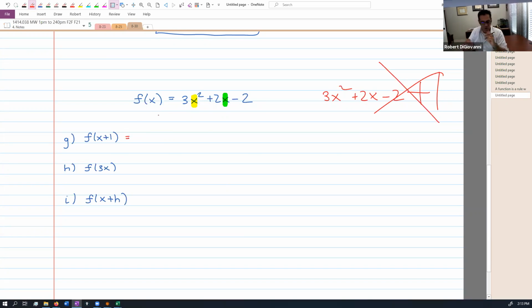So go ahead and tell me how to write this with all the parentheses and everything. 3 times parentheses x plus 1, close parentheses, squared, plus 2 times parentheses x plus 1, close parentheses. And a 2 in front of it, right? Yes. Okay, I didn't hear it, if you said 2. And then finally, minus 2.